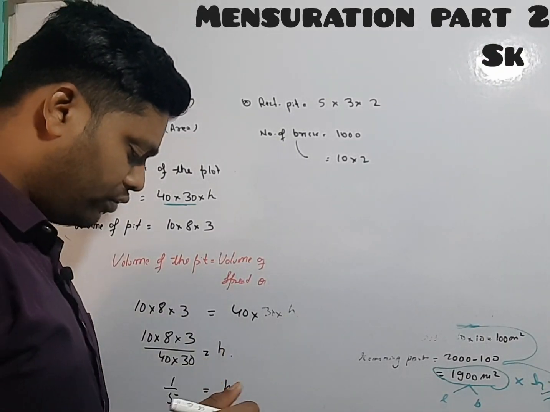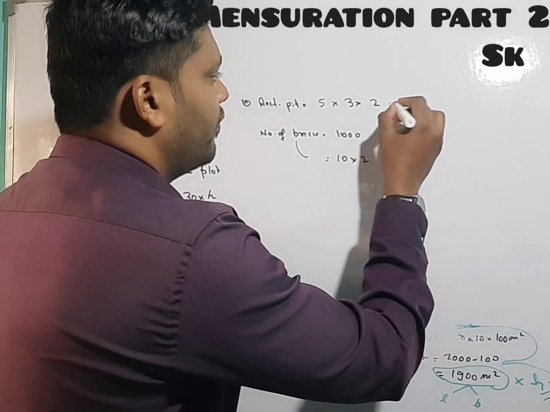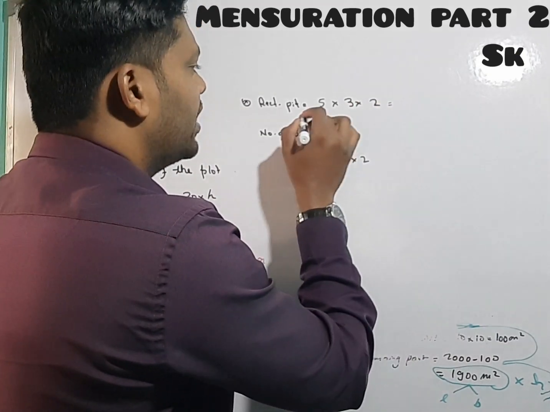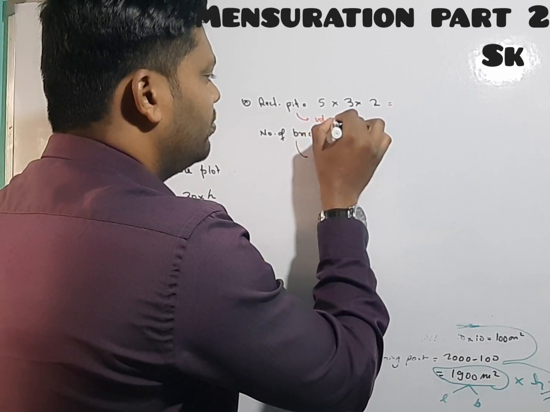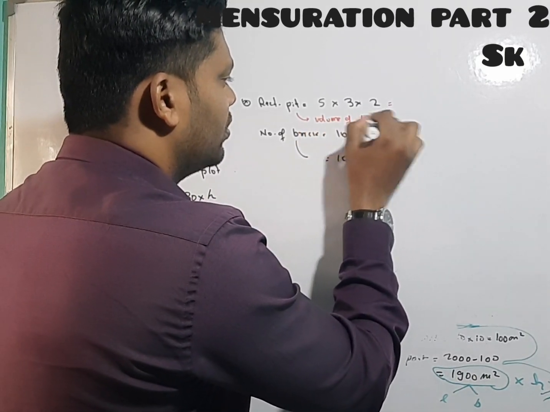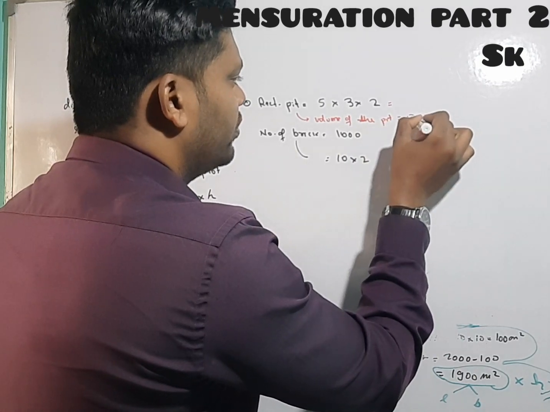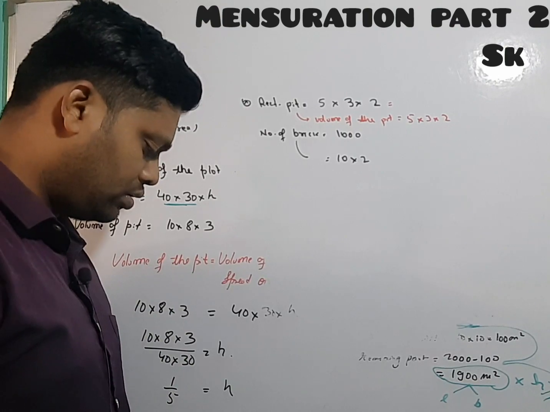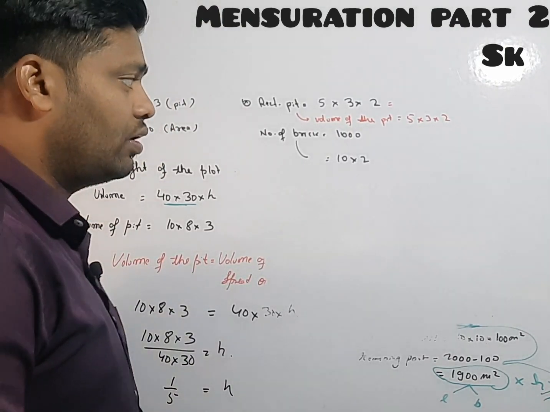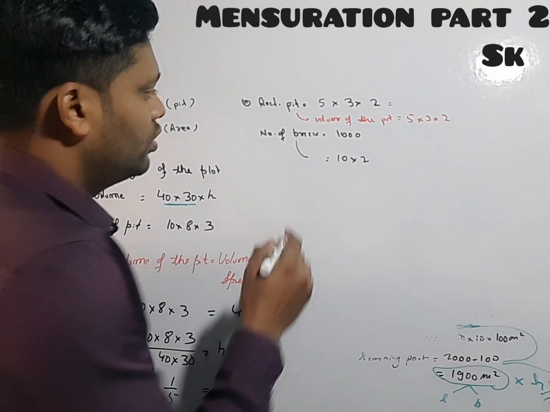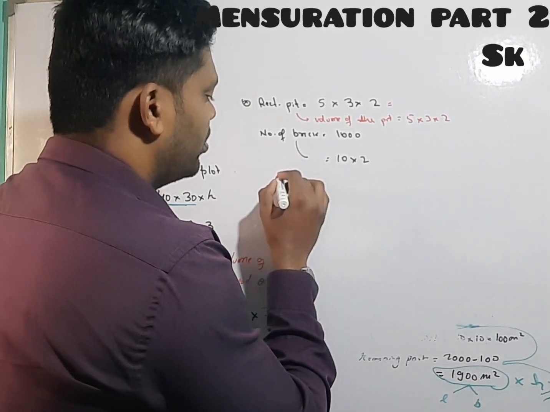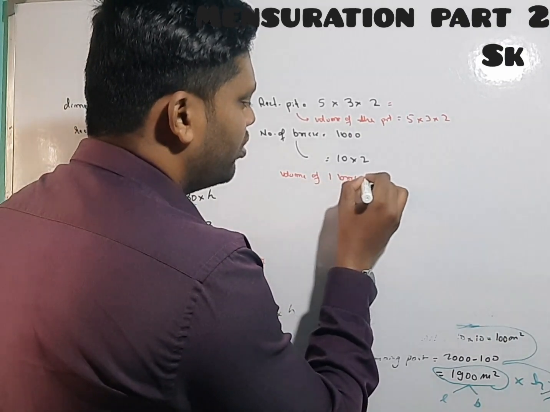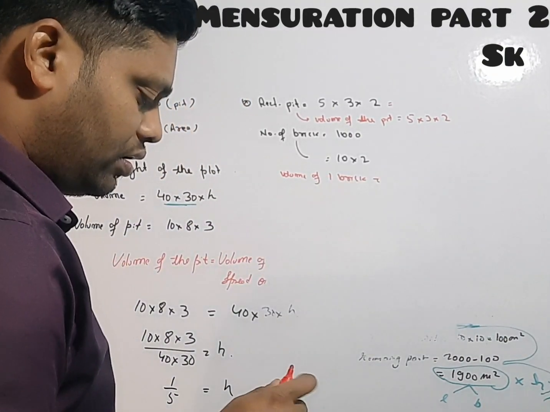So what I have to do is find out the volume of this. Obviously you will take out the volume. Volume of the rectangular pit is 5 into 3 into 2. After that you have to find out the volume of one brick. Why one brick? Because this is the dimension for one brick only.